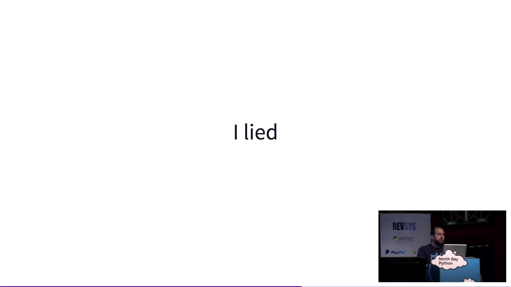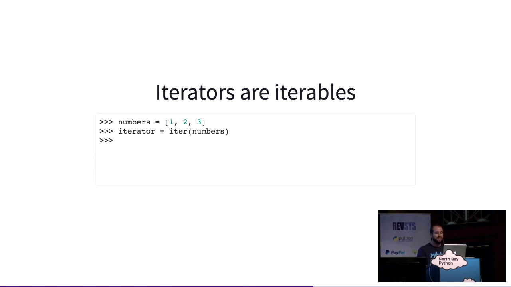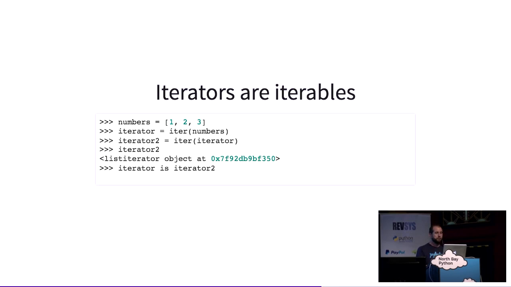So I haven't quite been telling you the truth, at least not the whole truth yet. There's something important that I've neglected to mention about the way iterators work in Python. This is fundamental to the way all iterators work. Iterators are also iterables. So what this means is that we can get an iterator from an iterator using the built-in iter function. So we can call iter on an iterator to ask it for an iterator. And when we do that, it will give us itself back. Iterators are iterables, and their iterator is themselves. Iterators are their own iterators.